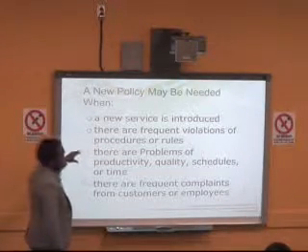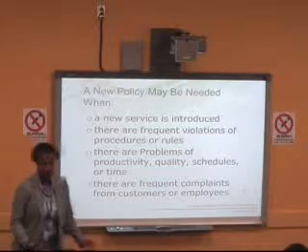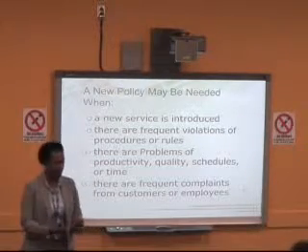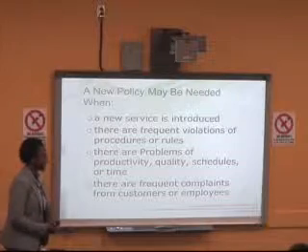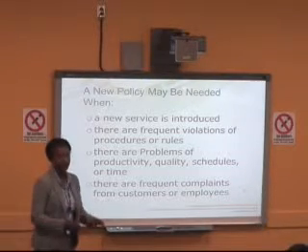Maybe there's some rules that people continue to break or violate. Obviously, something's wrong there. Either we need to revise that rule or policy or just create a new one altogether.